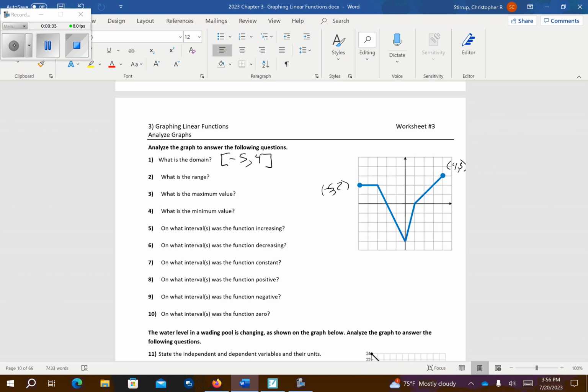What is the maximum value? The maximum value is going to be the highest y value. In this case, it's going to be the 3. So the maximum value is 3.